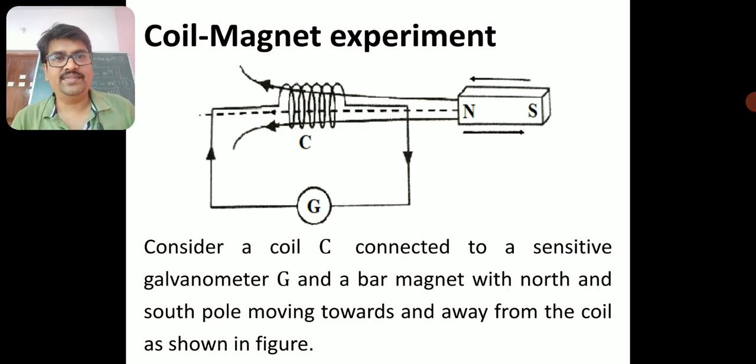We have connected a galvanometer to the coil and we have a bar magnet with north and south pole. You know, a magnet has two poles, one is the north pole and another is the south pole. Now this magnet is moving towards and away from the coil as shown in the figure. I am just moving the magnet towards the coil, and moving the magnet away from the coil, and look at what is actually happening in the coil and what the galvanometer shows.